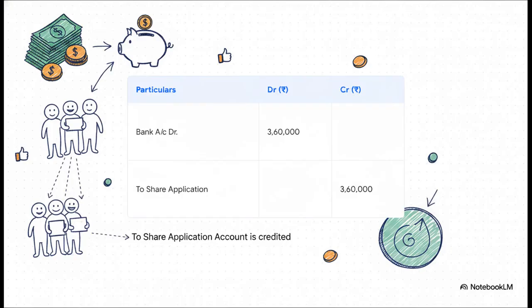Our very first entry is just receiving the cash. The public applied for 12,000 shares, and every single one of them paid that 30 rupee application fee. So bank account is debited, and share application account is credited by 360,000 rupees. Everyone happily gave their money up front, hoping to score some shares.